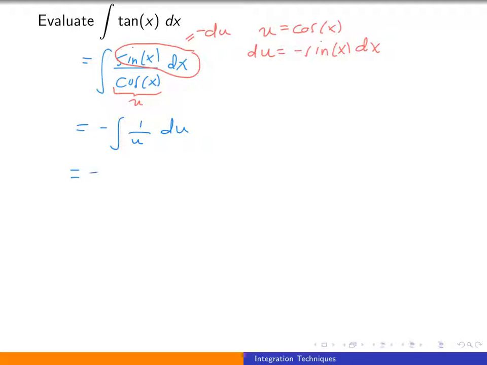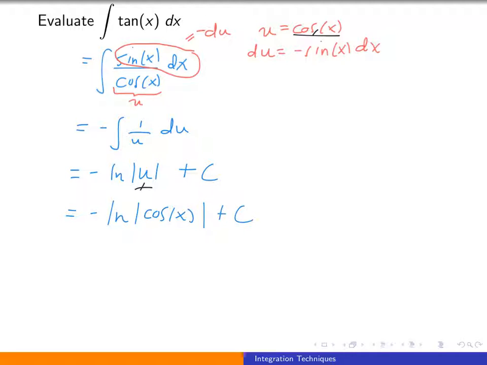So this antiderivative would be the natural log of the absolute value of u, and then we finish by just resubstituting. u is equal to cosine x. So minus the natural log absolute value of cosine x plus c.